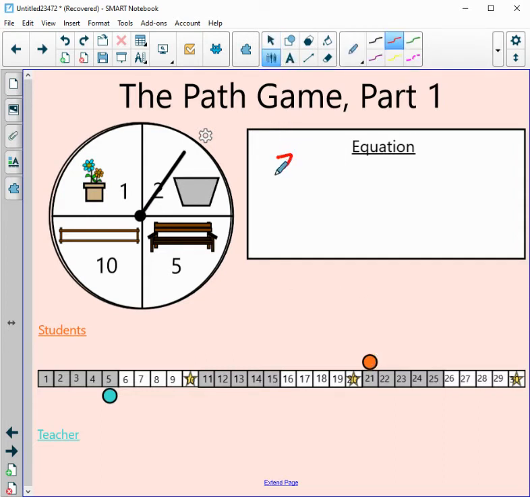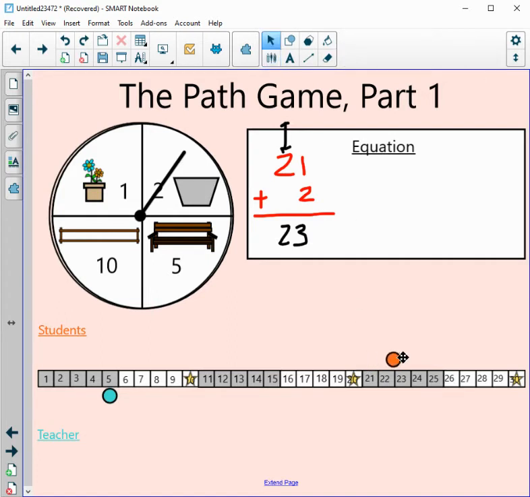Let's look at it this way. 21 plus 2. Okay, so we do it like this so we can see our tens and ones. Here's our tens right here. Okay, so our tens, we only have 2 groups of 10. But how many ones do we have? 3. Good job. Let's check if we were right. 21 plus 2 is 23. Good job. Now my teacher spin.